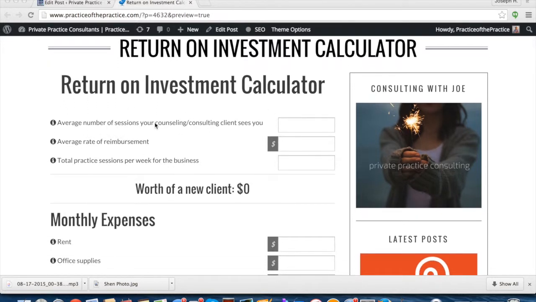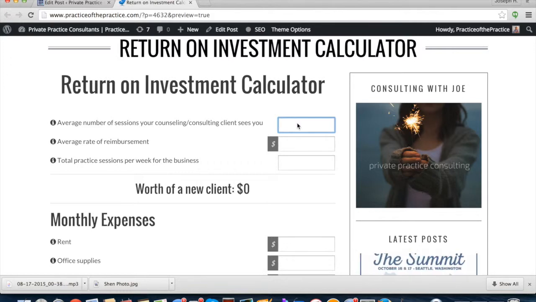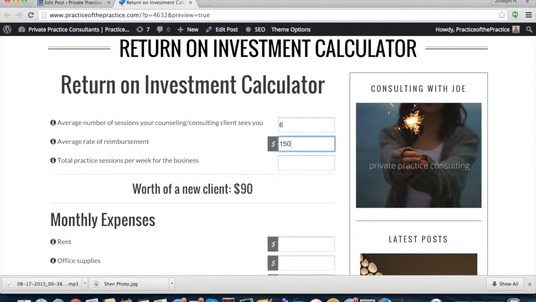The average number of sessions your counseling or consulting client sees you. Say you are a private practice counselor, and someone sees you on average 6 times. They come for their intake, and then by their 6th session, they usually discharge. The way you'd figure that out is you look at all your clients, maybe over the last 6 months. How many sessions did they typically come to before they discharge? Say that's 6 sessions. Say your rate of reimbursement is $150. That would mean the worth of your new client is going to be $900.